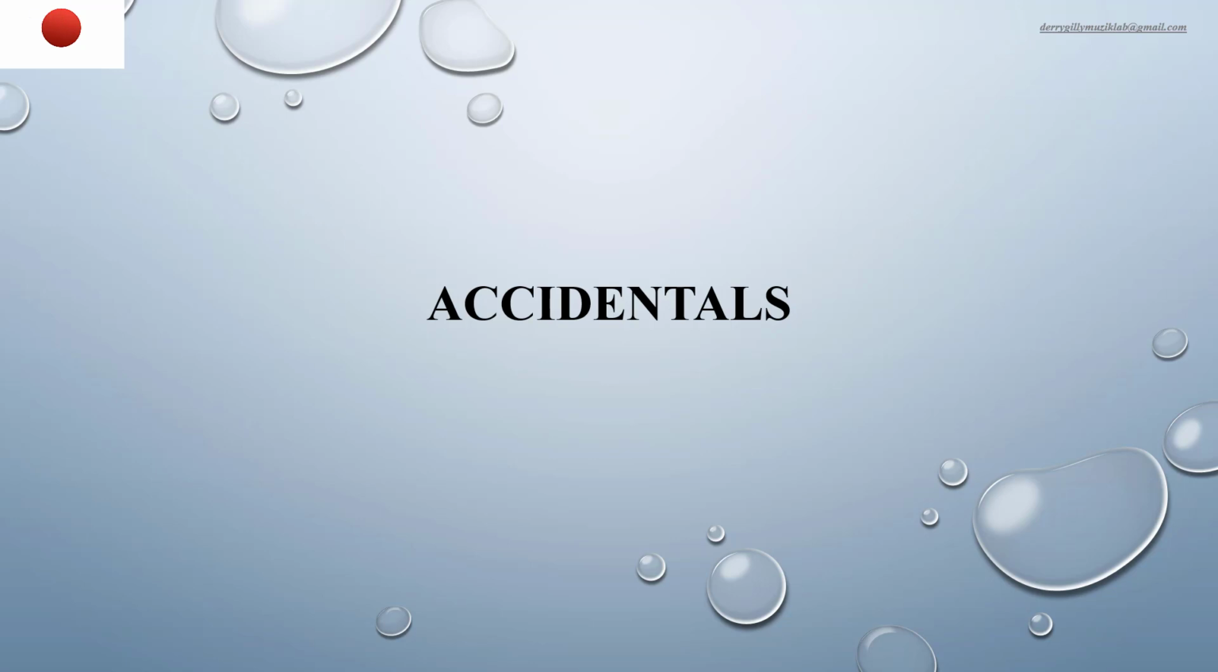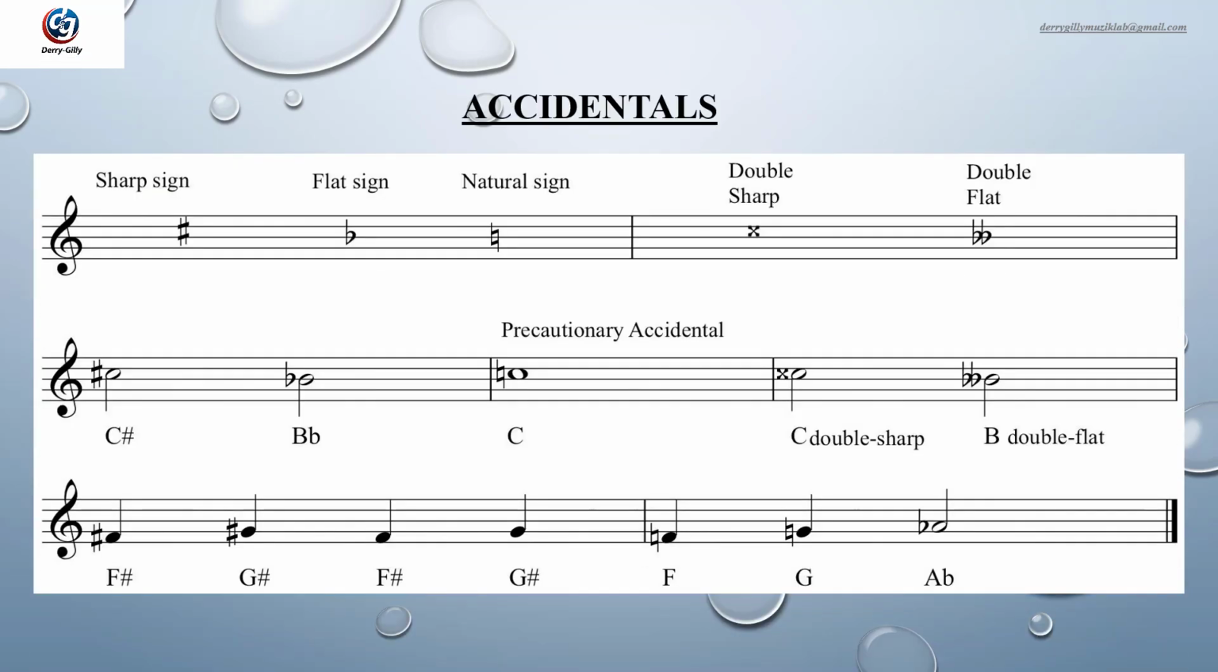The sharp sign, which looks like a hash sign, is used to raise a pitch. The flat sign, which looks like a lowercase b, lowers a pitch. The natural sign cancels any other accidental. We can also have the double flat and the double sharp, which occur occasionally, and their use is determined by different contexts. So let's look at some of the accidentals that we have.